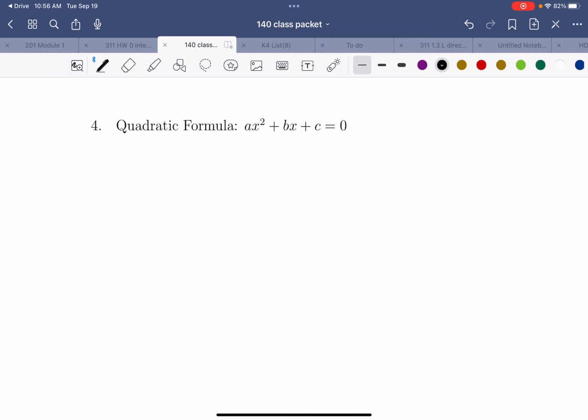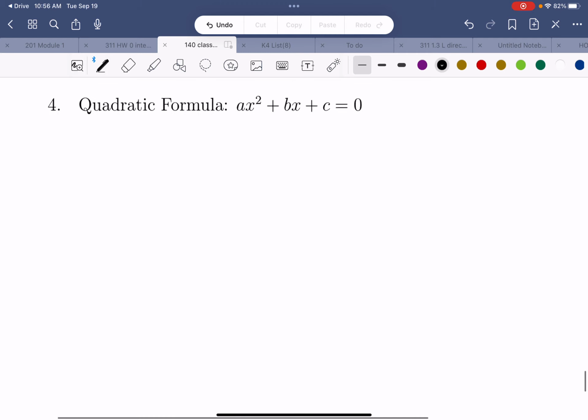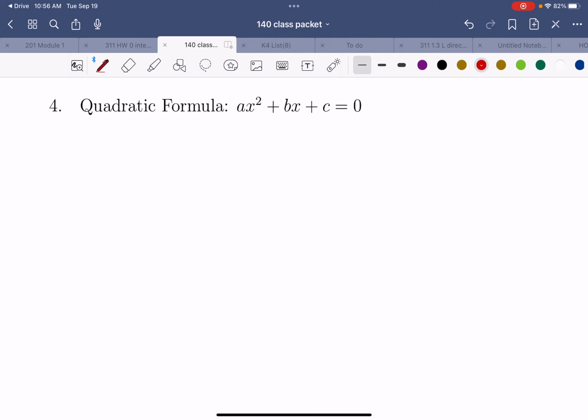Essentially, if we take that generic form that I showed you up above and we apply the strategy of completing the square, we're going to end up with what you usually know as the quadratic formula. So I'm going to go ahead and show it once for you. The first thing I'm going to do is divide through by a. Or actually, let's not do that. Let's do what we did before.